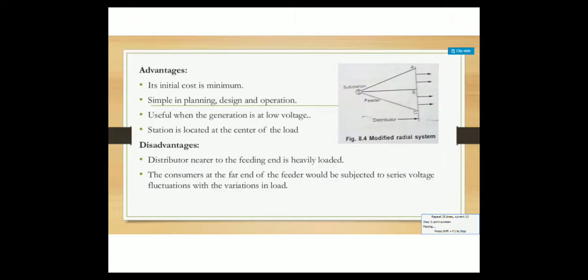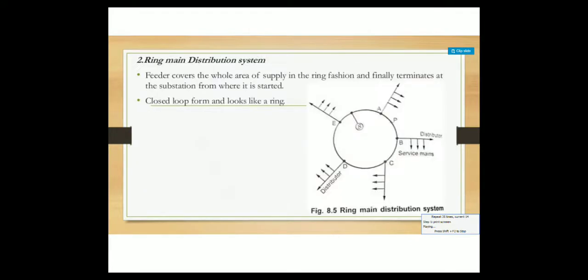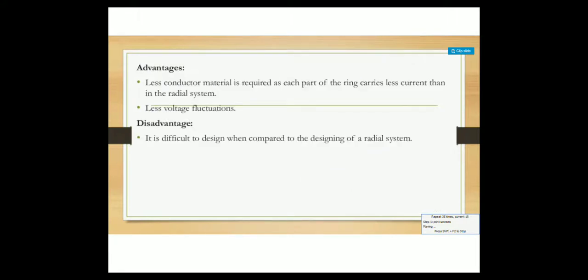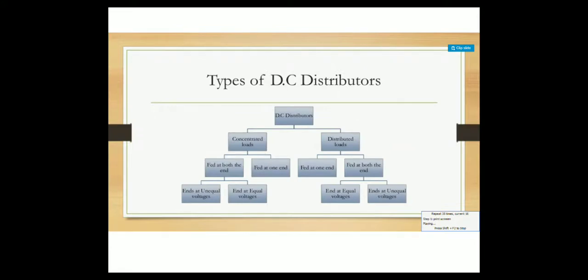And these are the advantages and disadvantages of a radial distribution system. Coming to the ring main distribution system, here every substation is connected in the form of a ring, where it consists of different feeders and different distributors. And these are the advantages and disadvantages when compared with the radial distribution system.